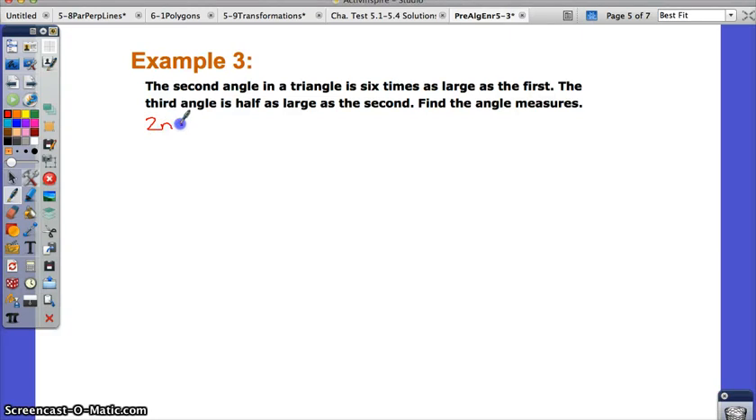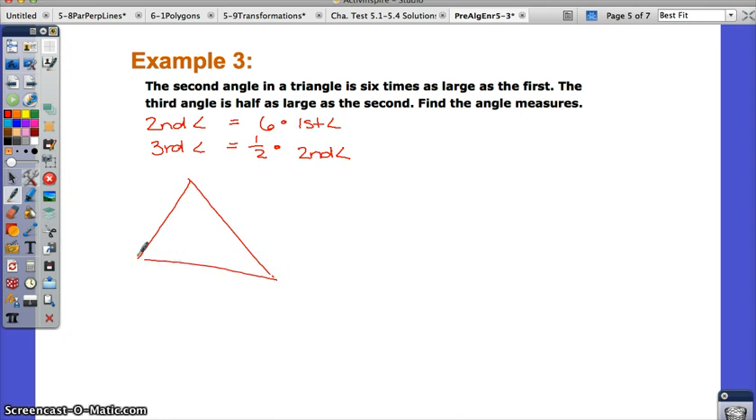My second angle equals 6 times as large as the first. So it's 6 times the first angle. And the third angle equals half as large as the second. As large is going to be multiplying again, and it's the second angle this time. So we have two word equations. I think it helps to draw a picture. We have a triangle. We don't really know what kind of triangle it is, so just draw a general triangle.